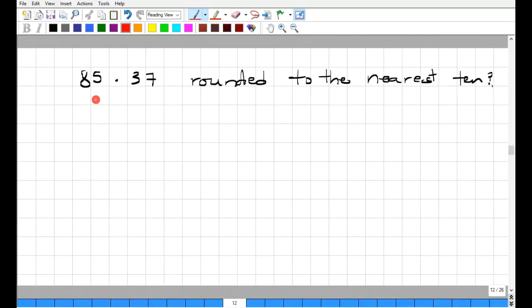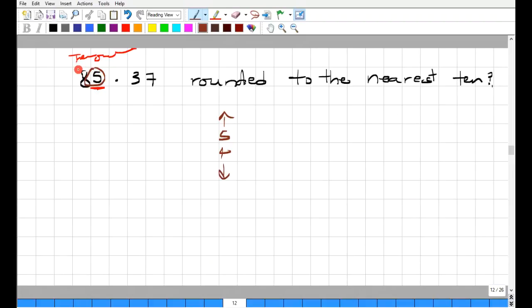So, 85.37 rounded to the nearest 10. What would that be? So here we have 85. We're rounding to the nearest 10, so let's look for the tens column. This would be ones and this is tens. So we have two groups: a rounding up group and a rounding down group. If we have 5 or more, we round up. If we have 4 or less, we round down. So 5 is in our rounding up group.